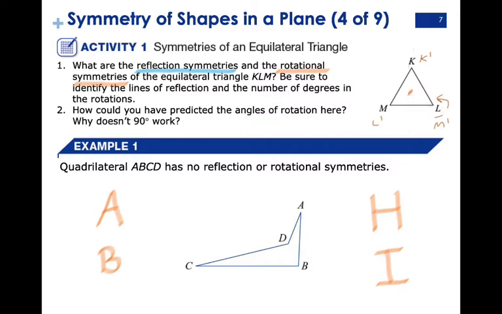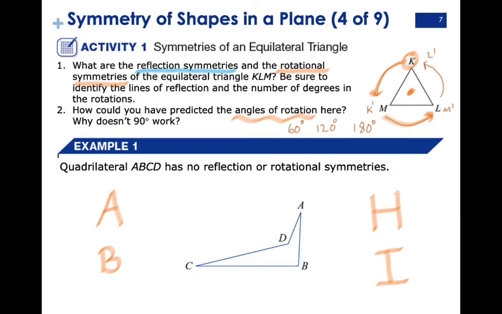So rotational symmetries here. Again, fixing a point and rotating this object. Let me get rid of these here. So this would be K prime, then M prime, and then L prime. And those angles of rotations we could see would be 60 degrees, 120 degrees, and 180 degrees. And again, start thinking about this. How many sides does the shape have? And then how are we coming up with these angles, right?